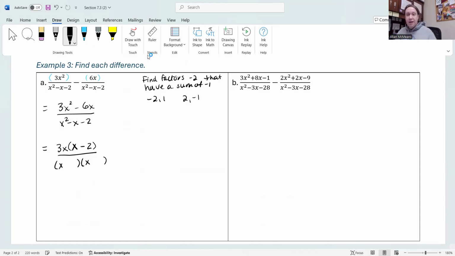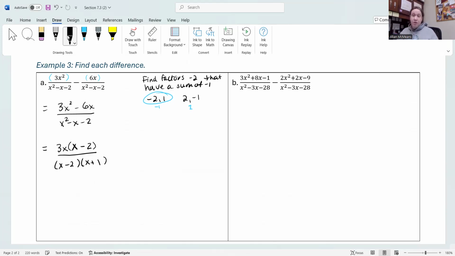Well, in order to get a negative sum when you're looking at two factors with different signs, the larger of the two factors needs to be the negative. So you can kind of see that here. Negative 2 plus 1 is negative 1. 2 plus negative 1 is 1. So that's our magic pair of factors that's going to work. So we want to go x minus 2 and then x plus 1.